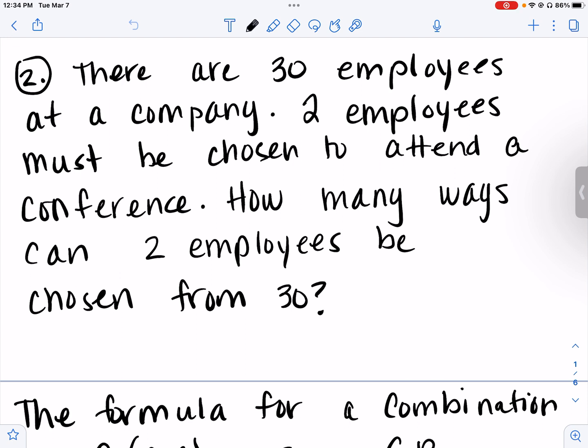There are 30 employees at a company. 2 employees must be chosen to attend a conference. How many ways can 2 employees be chosen from 30? Okay, they're going to the conference. It doesn't matter who is the first pick and the second pick. So order does not matter. These are called combinations.